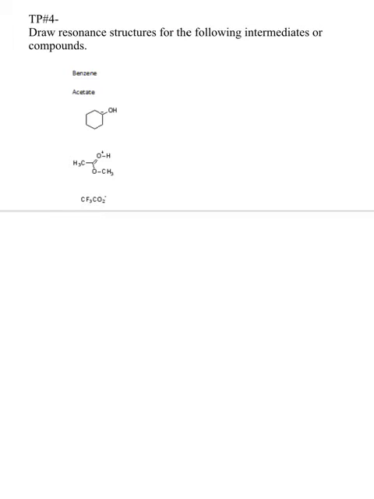For this problem, we are asked to draw resonance structures for the following intermediates or compounds. The first one is benzene, and benzene is this structure here. Now remember, resonance structures have the double-headed arrow. Resonance structures is section 1-9, and this is page 13.